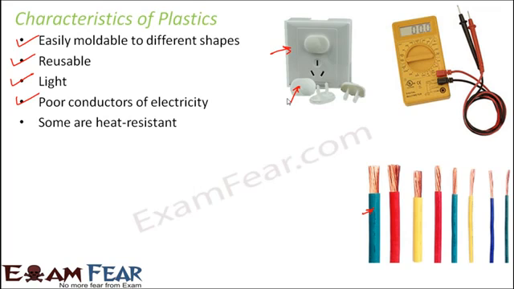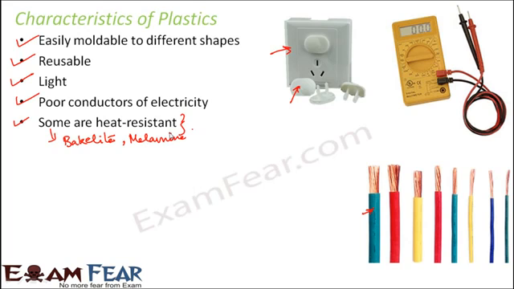Some are heat resistant. Some plastics do not allow heat to affect them. They do not get deformed in the presence of heat. Now this is not true for all plastics. It is true only for some plastics. Some examples of plastics for which this is true are bakelite and melamine. Bakelite is one such plastic which is heat resistant. Melamine is also heat resistant. You would have seen the dinner sets and crockery sets made up of melamine. Even if you heat a melamine vessel, it does not get melted or deformed.